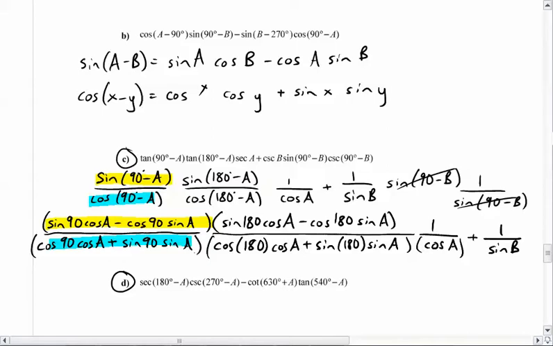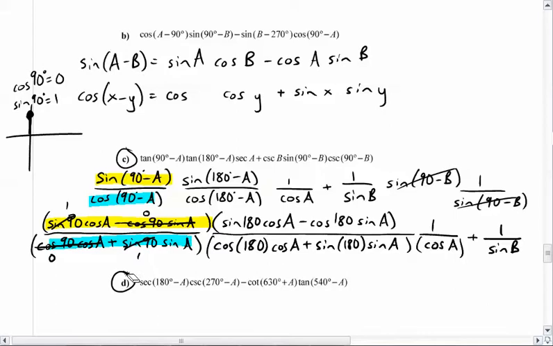And now I'm going to try to simplify using my special angles. So I know 90 degrees is up here. Cosine of 90 degrees would be the x-coordinate at that point. So the x-coordinate is 0. And sine of 90 degrees would be the y-coordinate at that point. So sine of 90 is 1. So cosine of 90 becomes the number 0. So all of this actually disappears. Cosine of 90 becomes 0, so that's gone. And sine of 90 becomes the number 1.